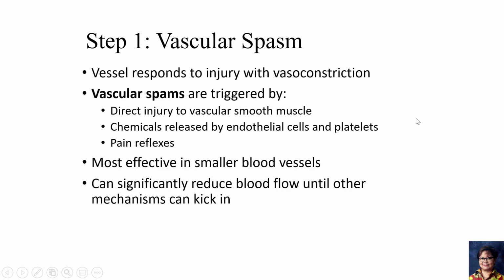So vascular spasm is actually the process of vasoconstriction, meaning the lumen of the blood vessel constricts or becomes smaller. This is triggered by a direct injury to the smooth muscle of the blood vessel, and the chemicals released by the endothelial cells and the platelets would also stimulate spasm, and pain reflexes would stimulate spasm.